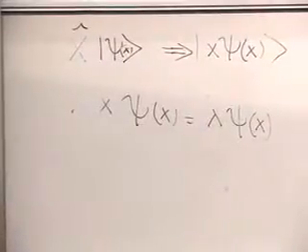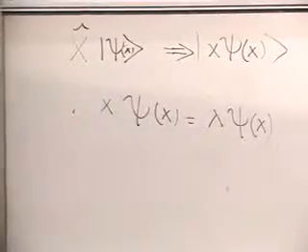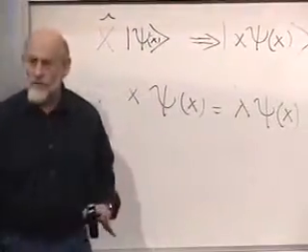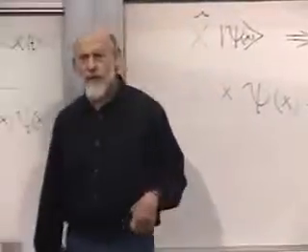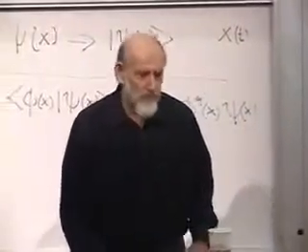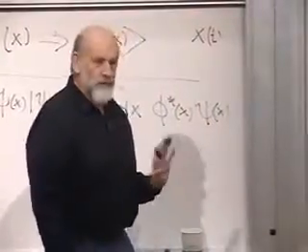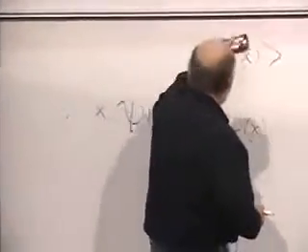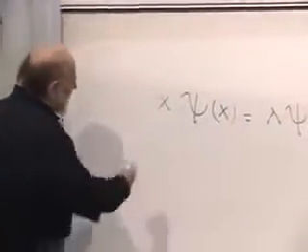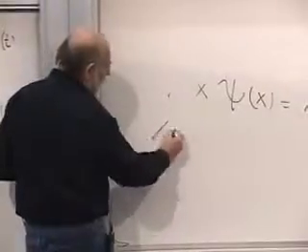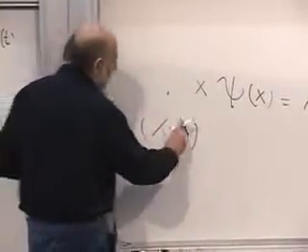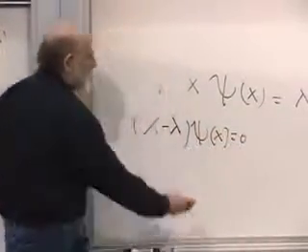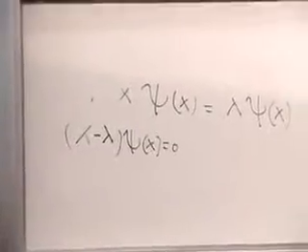Now that looks a little absurd, doesn't it? A function such that when you multiply it by x just gives you a number times the original function. If you think about it for a minute, that's quite impossible. Well, it is impossible, strictly speaking, but you can get very close to this. So let me show you what's involved. Let's write this as x minus lambda times psi of x equals 0. All I've done is transpose the right-hand side over to the left.